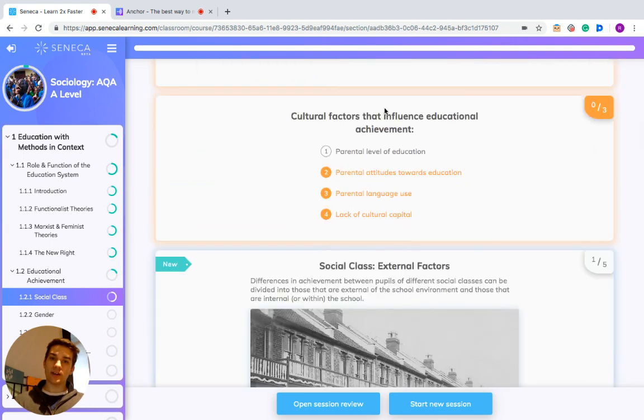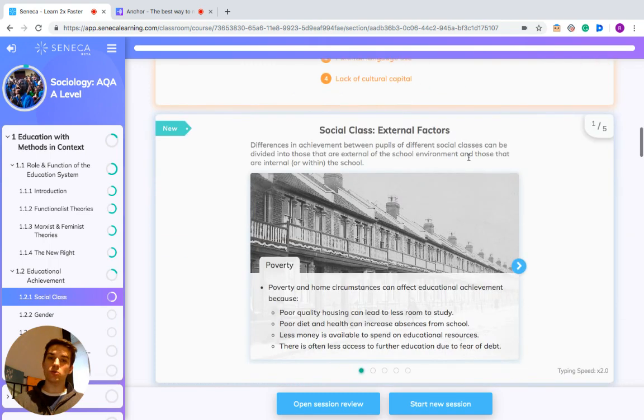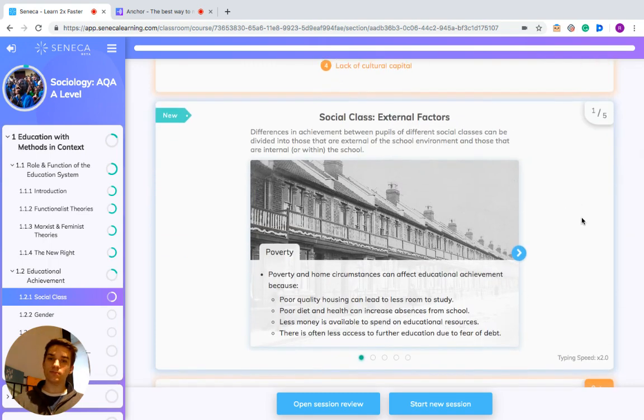And some cultural factors that influence educational achievement. First of all, is the parental level of education. Secondly, parental attitude towards education, parental language use, and the lack of cultural capital. Now, differences in achievement between pupils of different social classes can be divided into those that are external of the school environment and those that are internal or within the school environment.